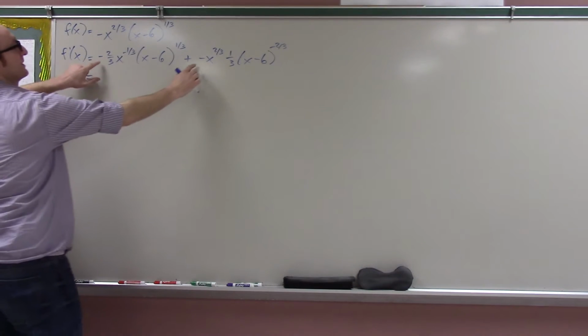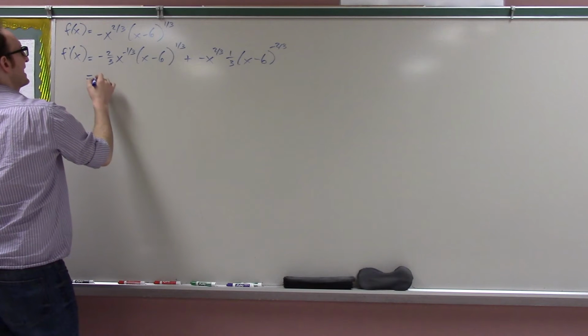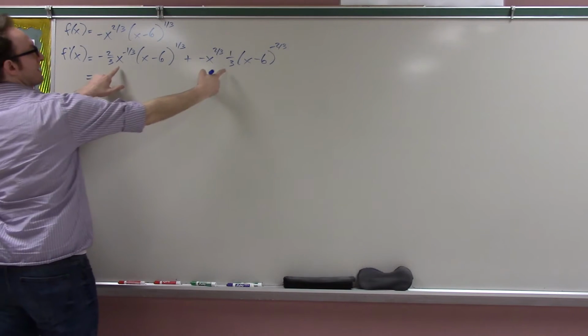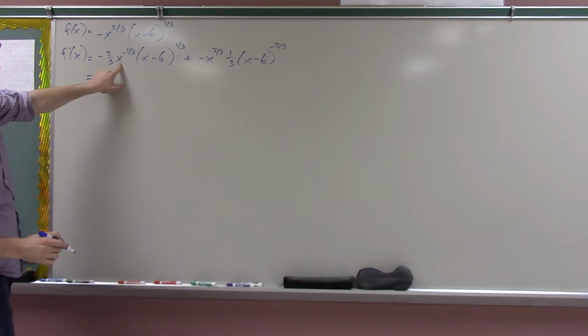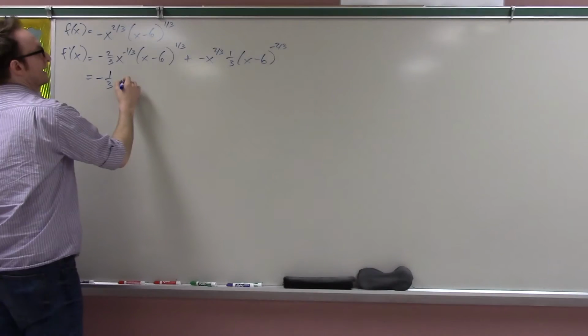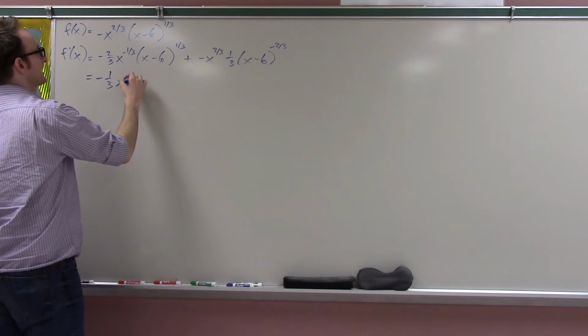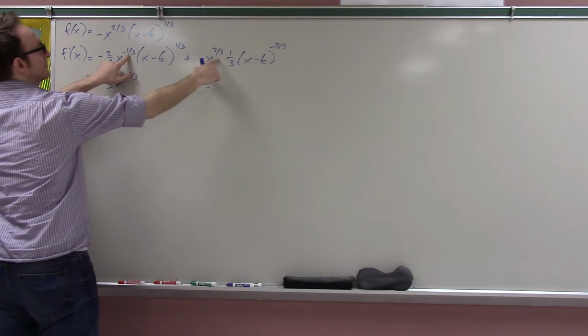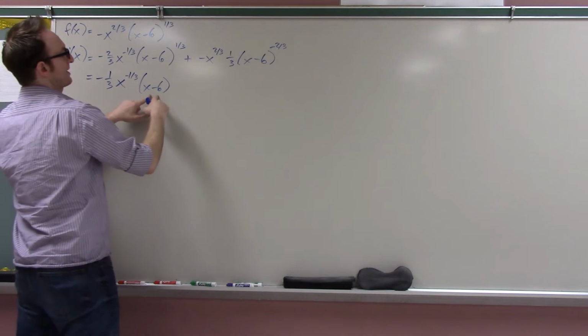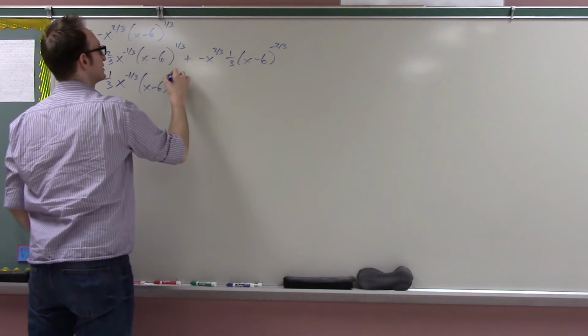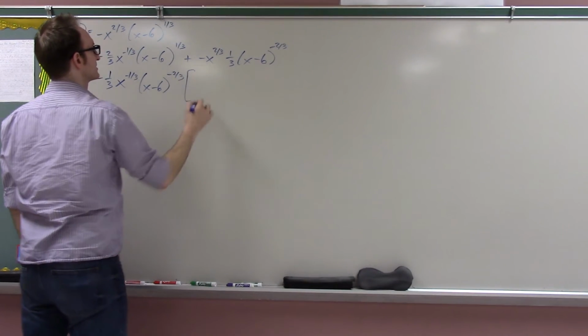Let's see, they both have a negative, so I can take out a negative. They also both have a 1/3, so I'll take out a third. I need to take out some number of x's. Let's take out x to the negative 1/3, because that's the lower of the two. And they both have some x minus 6's. Let's take out x minus 6 to the negative 2/3, because again, that's the smallest.